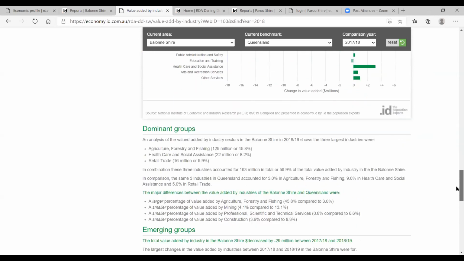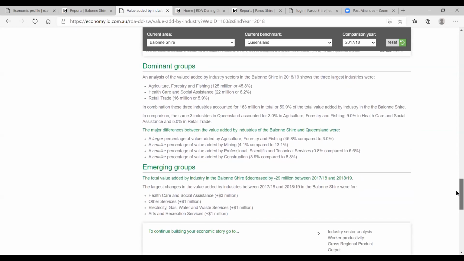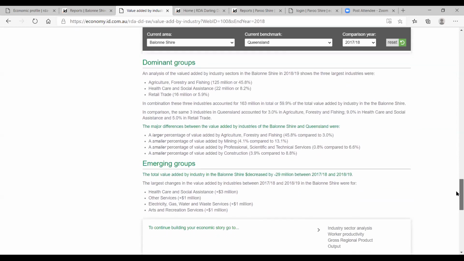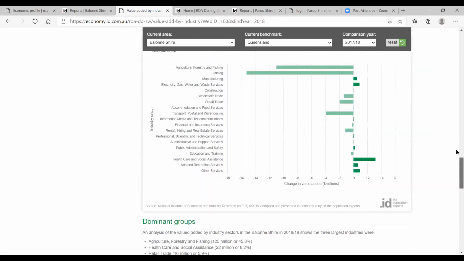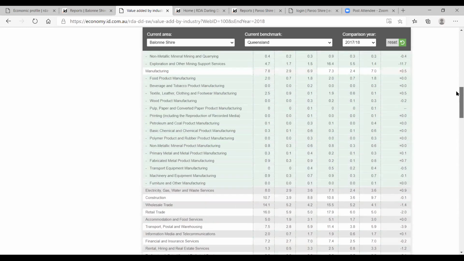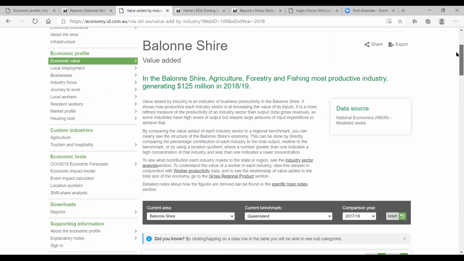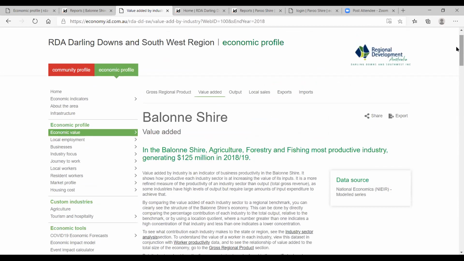Let's have a look down here. Once again, guys, dominant and emerging groups. The whole site is set up so that it's really convenient and really easy for you guys to follow. If you ever get lost, that's when you contact Trudy and she'll contact me and say, Kat, we can't find this. Or, Kat, could you do a half-hour Zoom session with Balonne Shire Council? They just want to figure out how to find these things. So never be shy to ask the question.